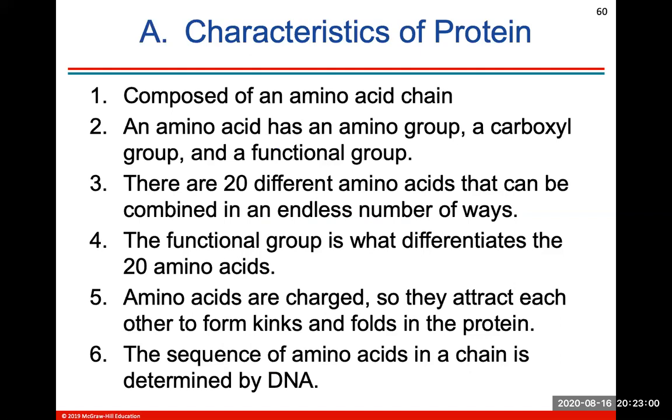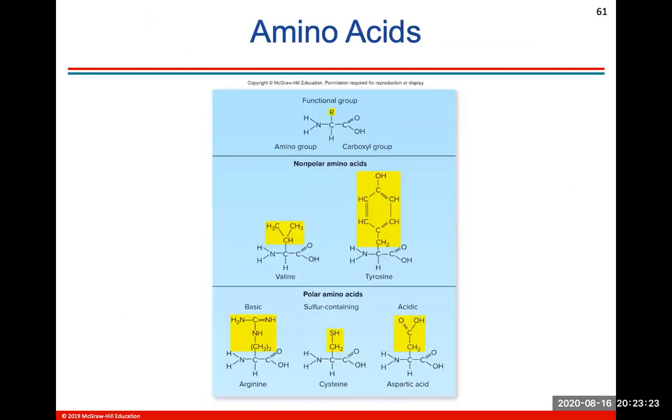Proteins then are composed of an amino acid chain. There are 20 different amino acids that can be combined in an endless number of ways. Amino acids are charged, so they'll attract each other, and the sequence of amino acids in a chain is determined by your DNA. So your DNA is a code for different proteins and amino acids. Here is an example of some of the amino acids, nonpolar and polar, and they just have different types of functional groups attached to them.